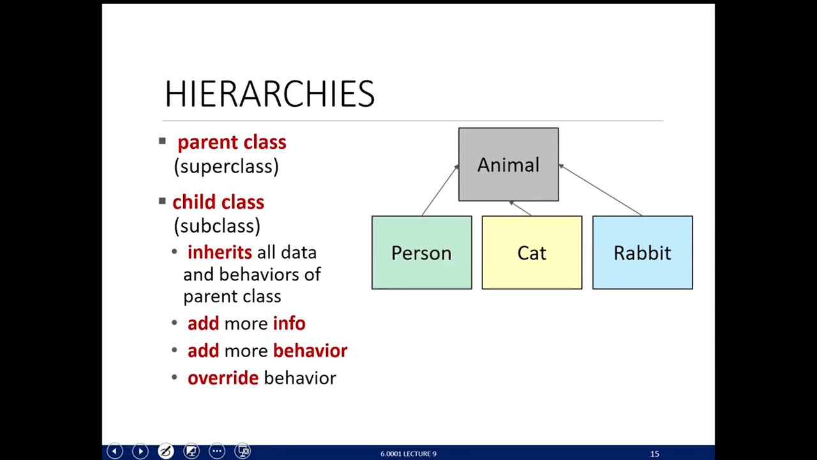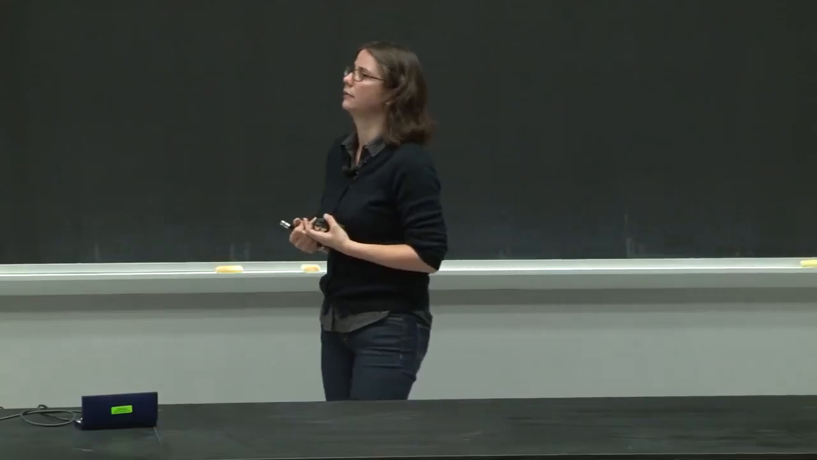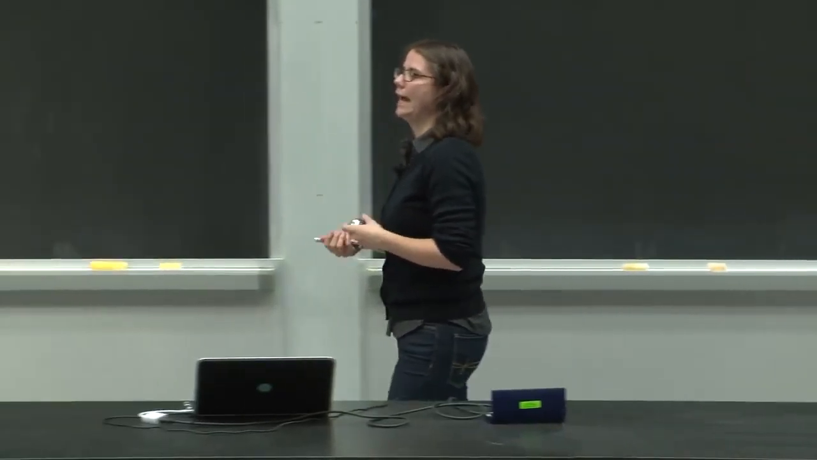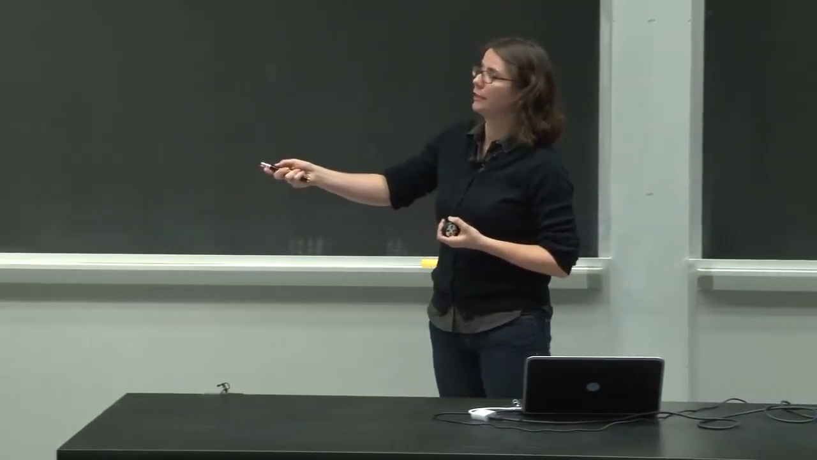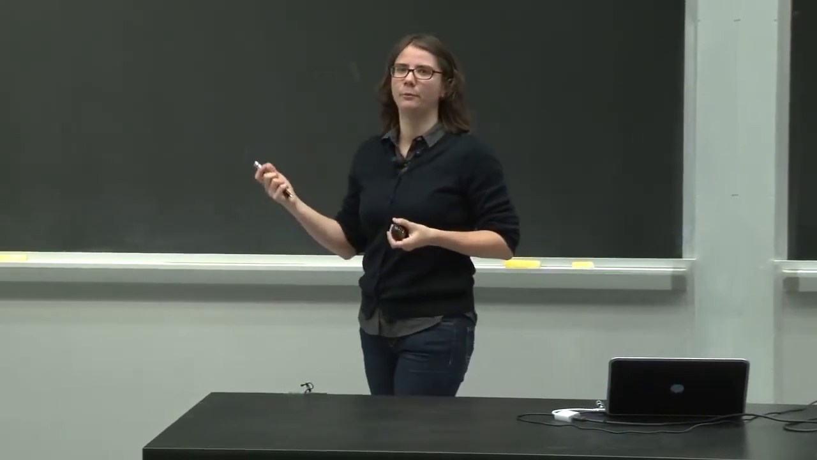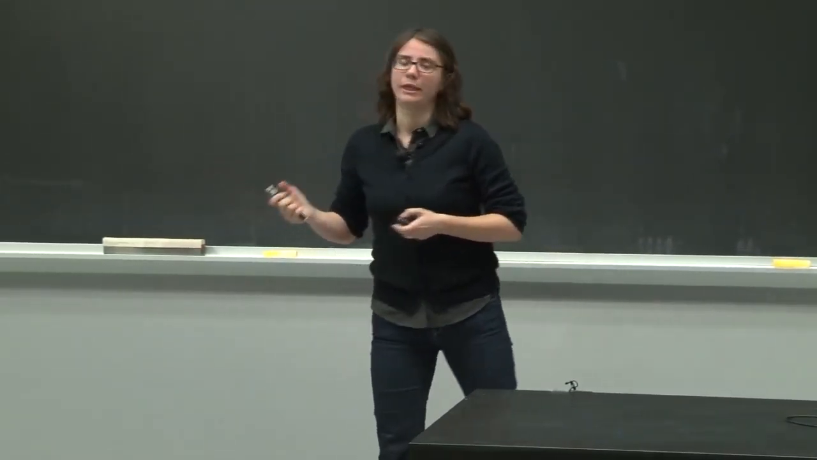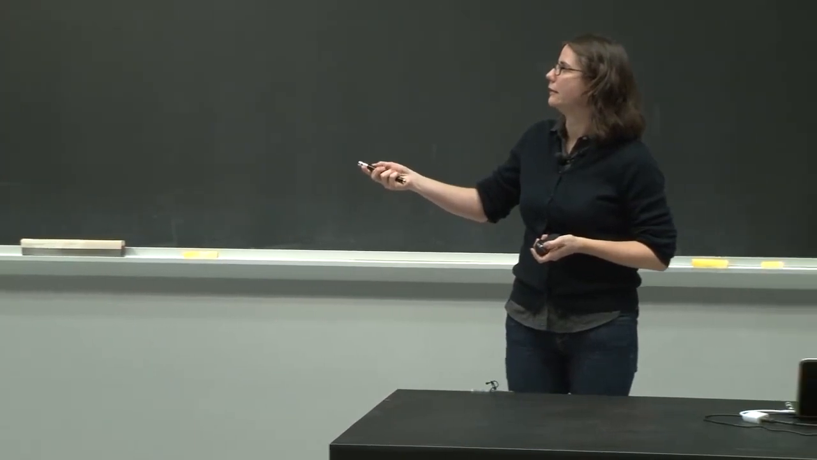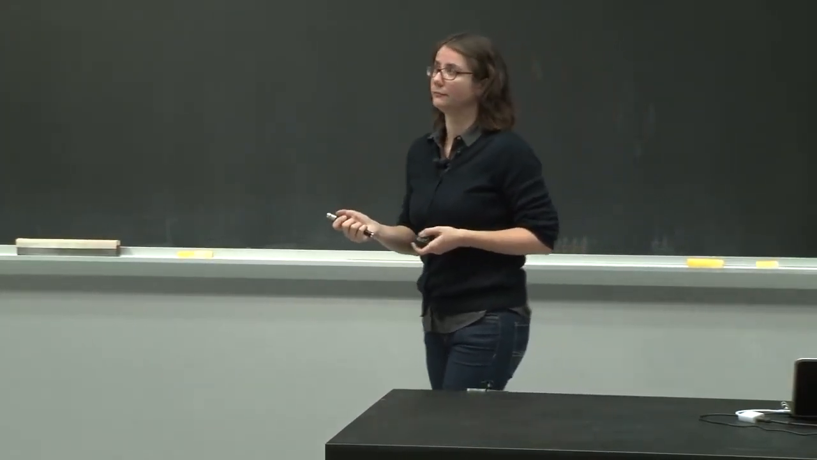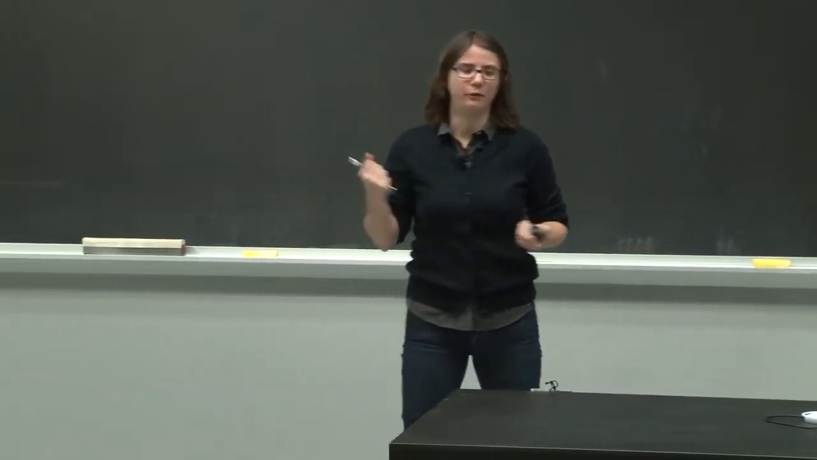But between person, cat, and rabbit, they're going to vary widely as to the kinds of things that they can do, but they can all do whatever animal can do. So child classes inherit all of the data attributes and all of the methods or behaviors that their parent classes have. But child classes can add more information. For example, a person can have a list of friends, whereas a general animal will not. It can add more behavior, like maybe a cat can climb trees, whereas people and rabbits cannot. Or you can also override behavior.